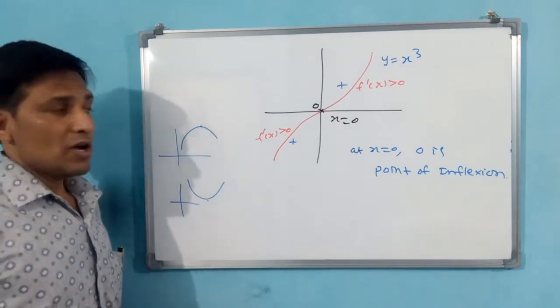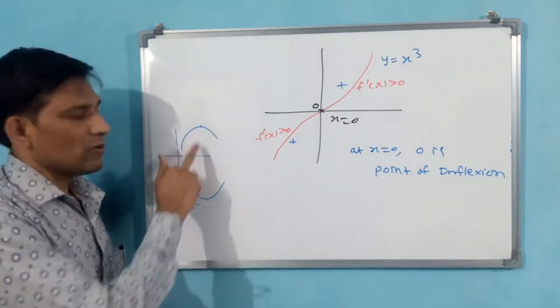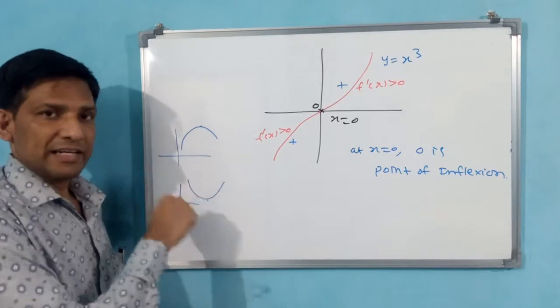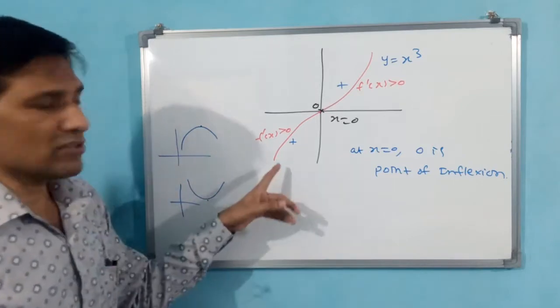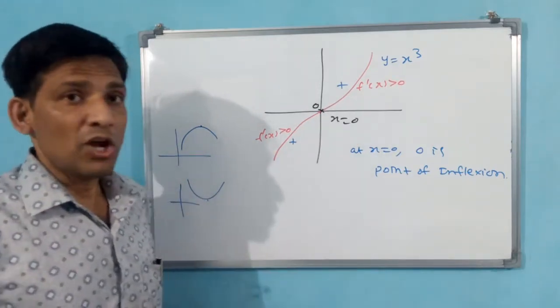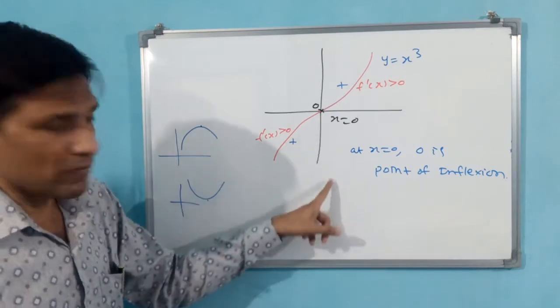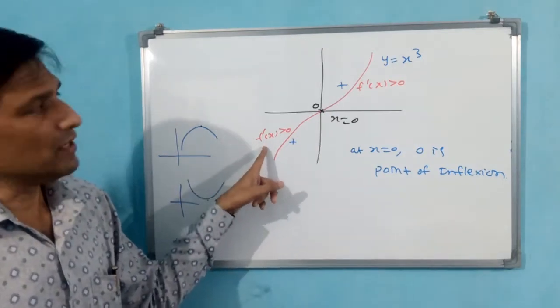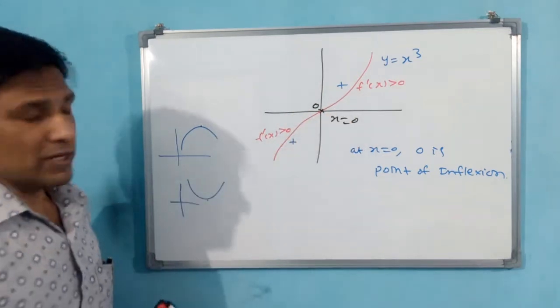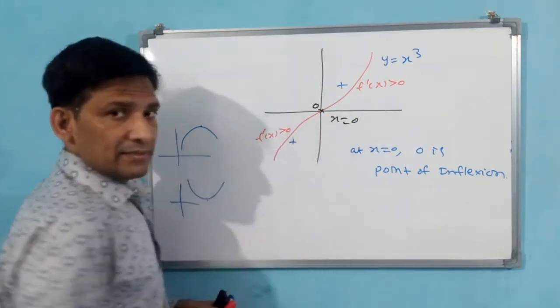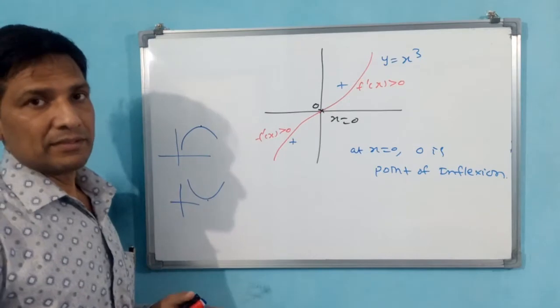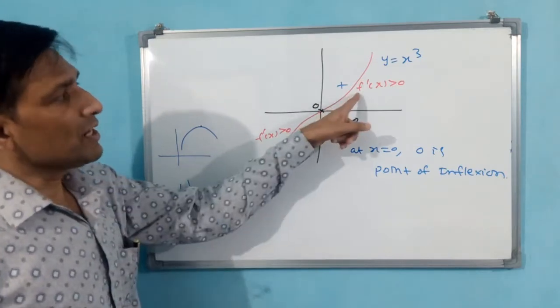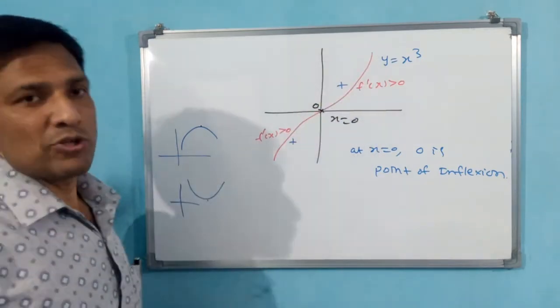You understand now? But this is not the case for local minima and local maxima, where sign change is occurring. Here sign change is not occurring; both are positive, positive. Don't get confused here: this is not minus y. I am talking about the derivative, the first derivative. The first derivative goes on increasing, that is why we take positive sign. Here also the first derivative goes on increasing, so we take positive.